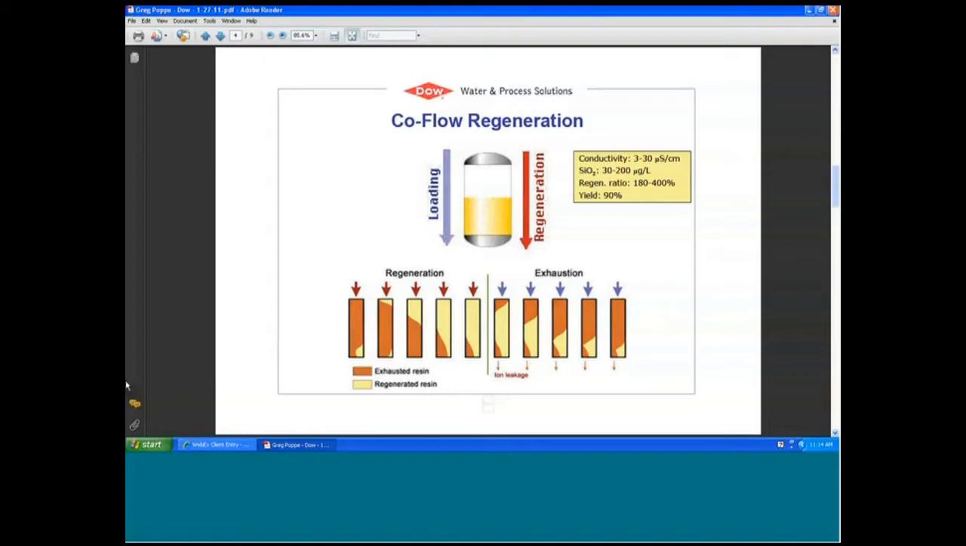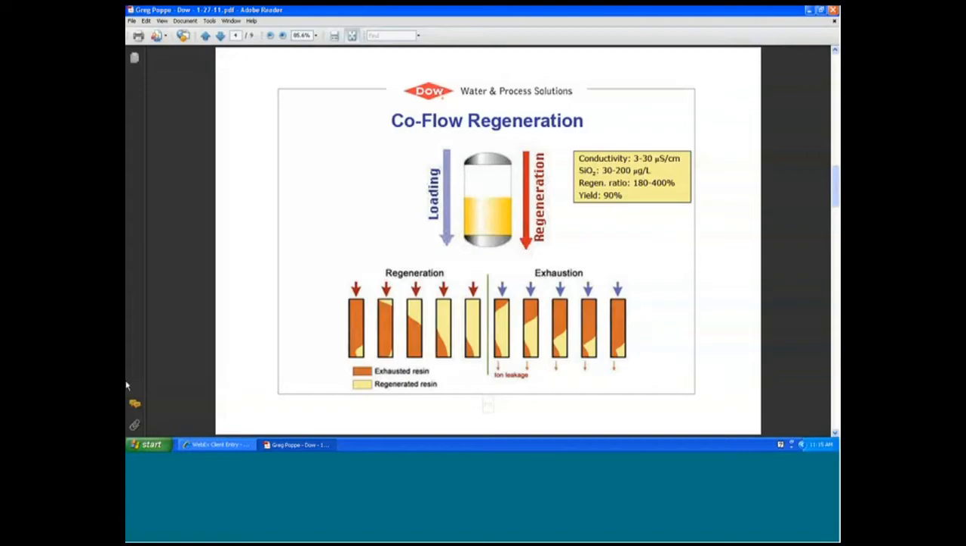Use a large amount of chemicals to try to regenerate, and at a certain point, there's diminishing returns, and in the end, there'll still be a heel of exhausted resin towards the bottom of the vessel. And so then, during exhaustion as well, there's not a lot of uniformity in the way that the flow patterns work, and so you'll see breakthrough earlier, which really compromises your water quality.